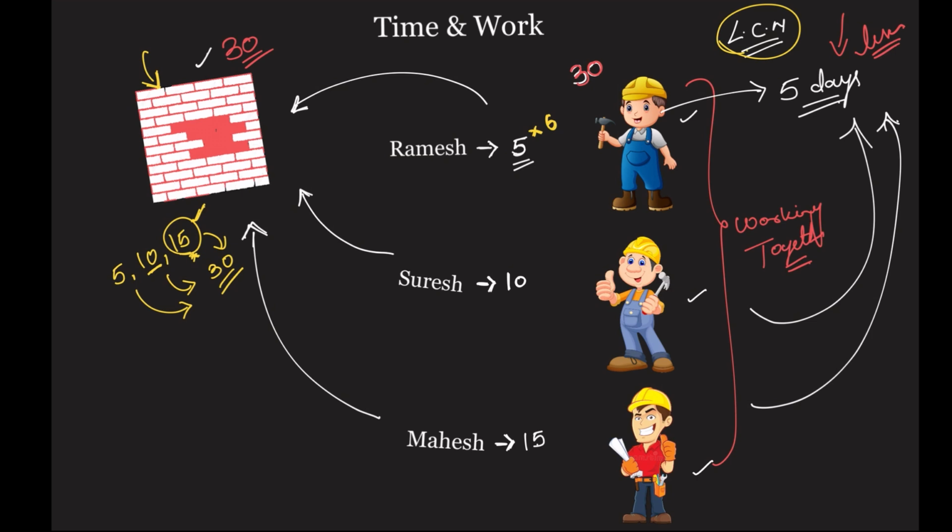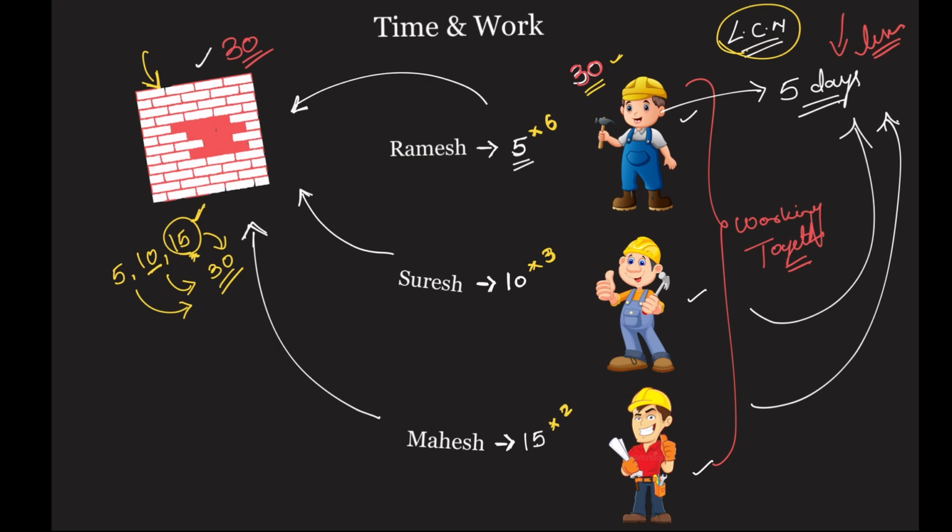Suresh can put in these 30 bricks, make this wall working alone, in 10 days. So can you tell me, per day, how many bricks will he put in? 3. 10 times 3 will be 30. And Mahesh, working alone, can make this wall in 15 days, which means he can put in 30 bricks in 15 days. So per day, how many bricks will Mahesh put in? 2. Making the wall is just about putting up the bricks.